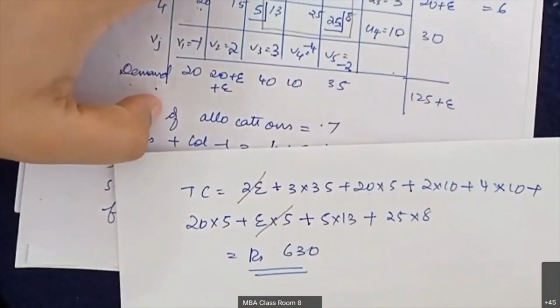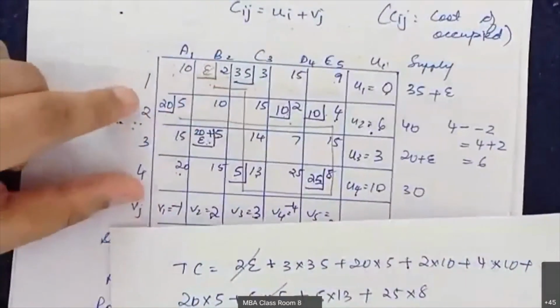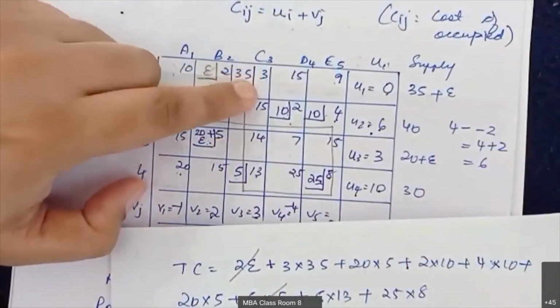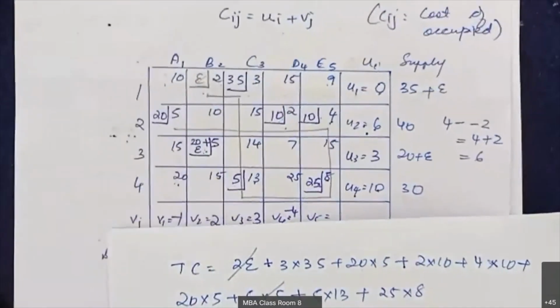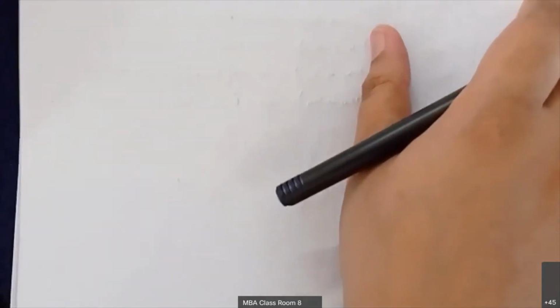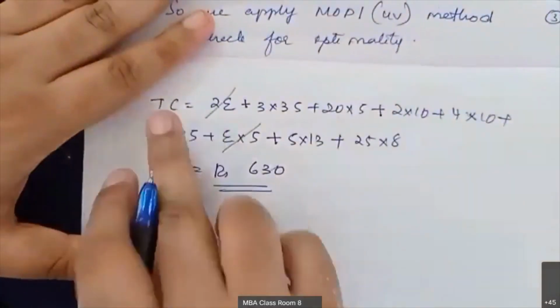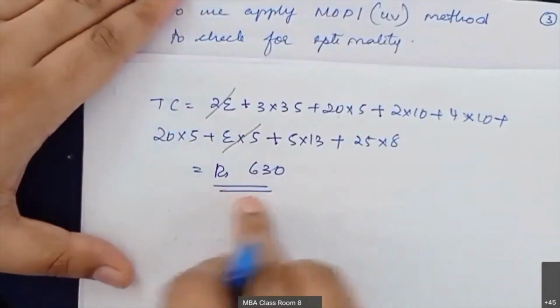And the allocations are going to be all this. 35 units through source 1 to destination C. What's the cost? 3. Similarly, all the others are our final solution. So here we have reached the total cost. The optimal solution is 630.